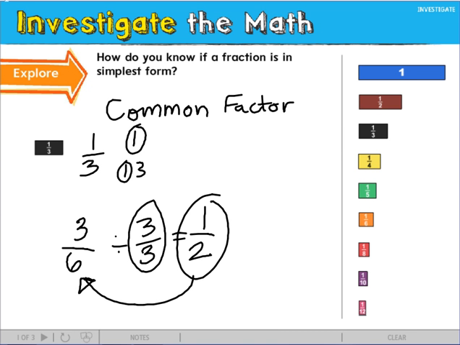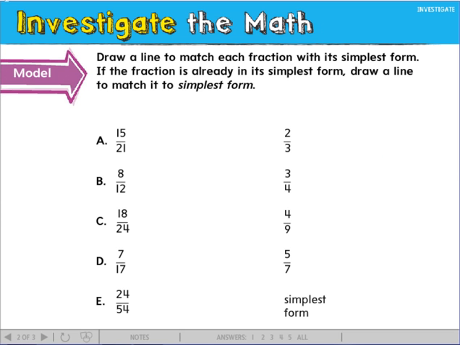So what does a fraction have to have in order for you to know that it's not in simplest form? A common factor. Thank you. Okay. So now we're going to draw a line to match each fraction with its simplest form. If a fraction is already in simplest form, draw a line to match it to itself. Okay?